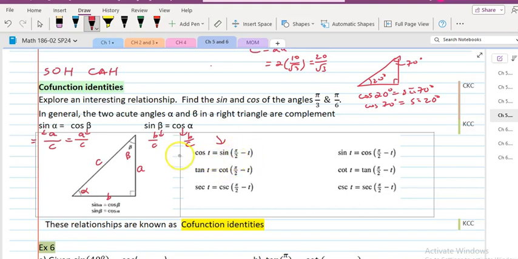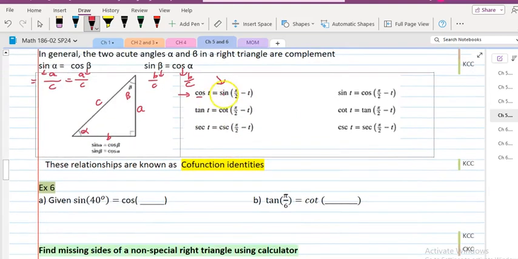This co-function identity is very clearly demonstrated in the right triangle. And it's not only valid for sine and cosine, it's valid for tangent and secant too. The partner of tangent is cotangent, and the partner of secant is cosecant. Co means complement, so if they're co of each other, they are 90 degrees apart. Let's do two examples. Remember, cosine goes with sine, tangent with cotangent, secant with cosecant.